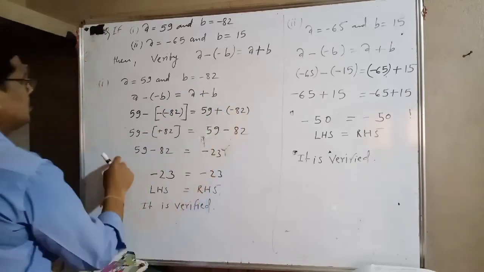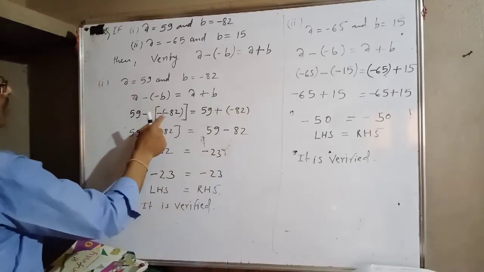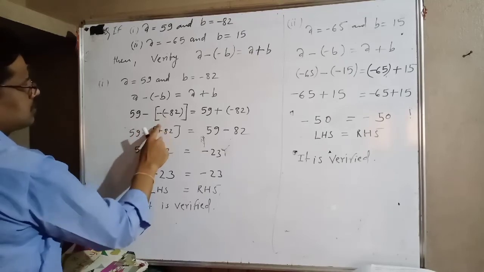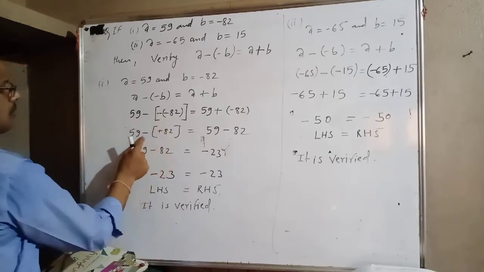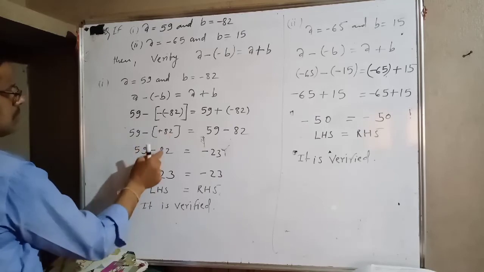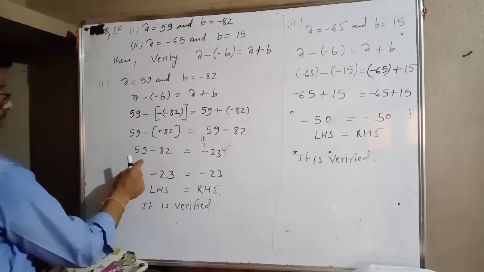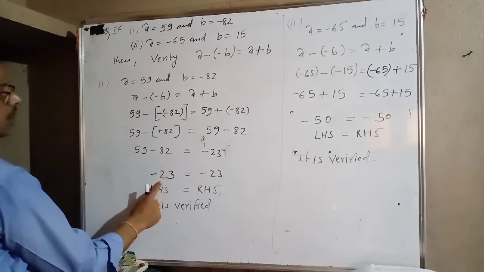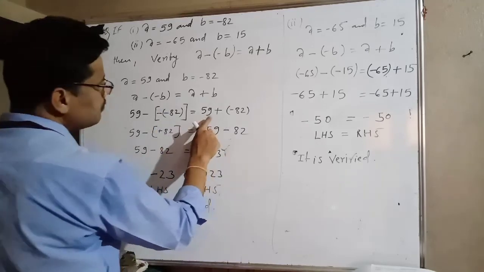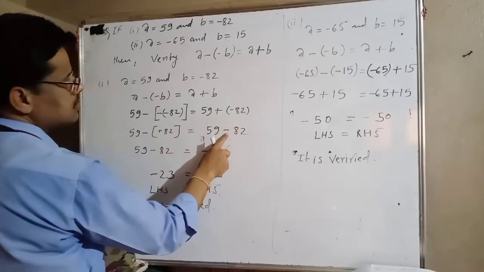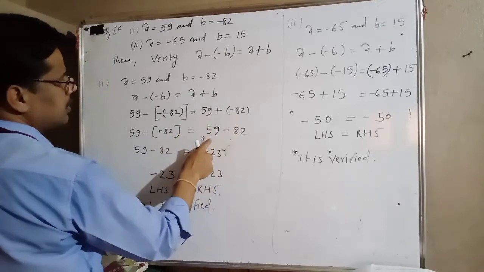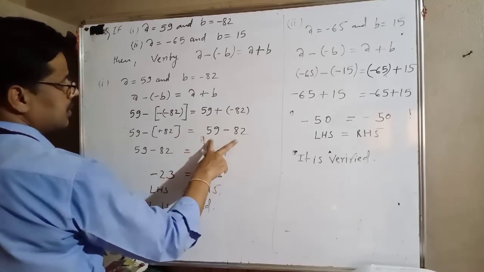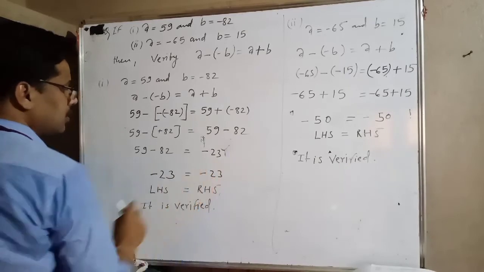Okay. Now here we solve the left hand side first. 59 becomes as it is, minus minus becomes plus, so plus 82. Now we have plus, and the 82 becomes as it is. Now you subtract 59 from 82, so you will get minus 23. Now the right hand side: plus minus minus 82, 59 will come as it is. Because these two numbers have opposite signs, we subtract. So what we get here is minus 23.